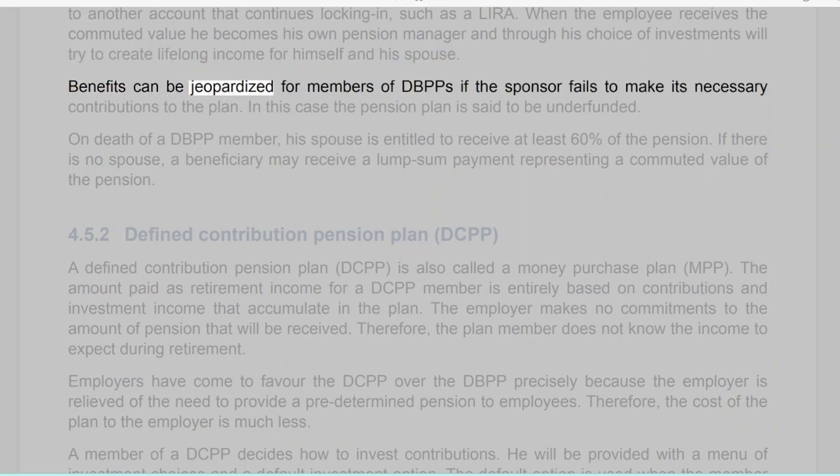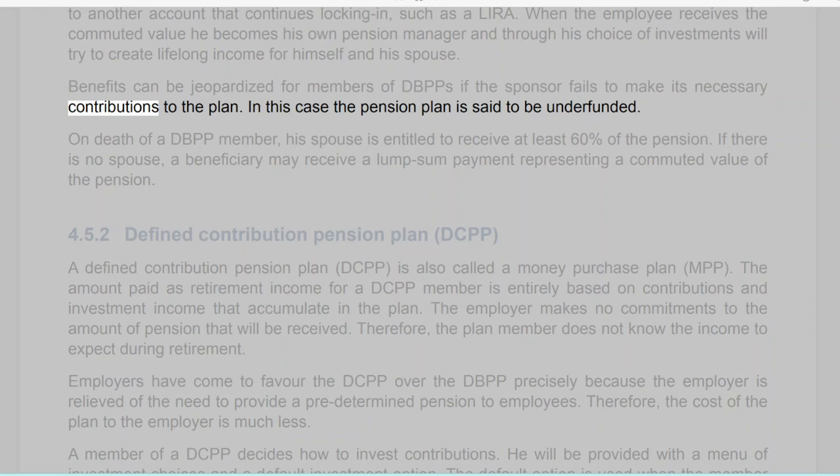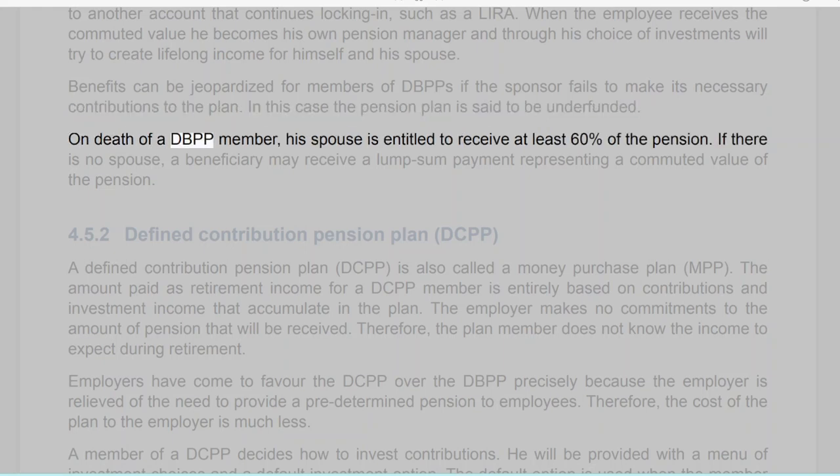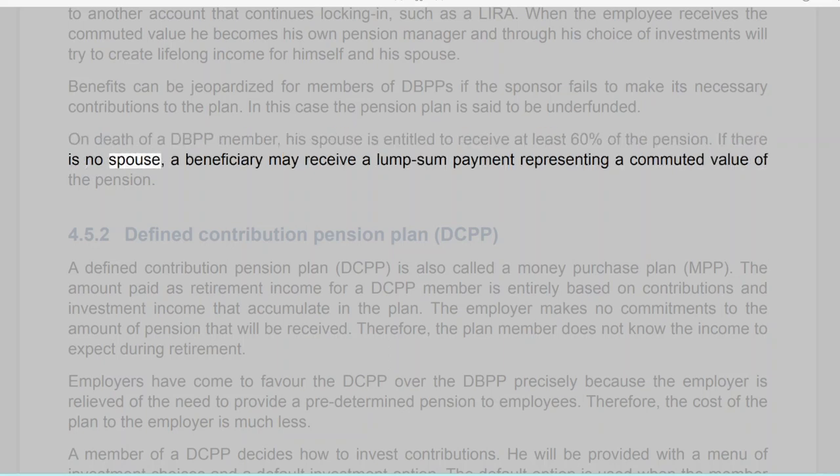Benefits can be jeopardized for members of DBPPs if the sponsor fails to make its necessary contributions to the plan. In this case, the pension plan is said to be underfunded. On death of a DBPP member, his spouse is entitled to receive at least 60% of the pension. If there is no spouse, a beneficiary may receive a lump sum payment representing a commuted value of the pension.